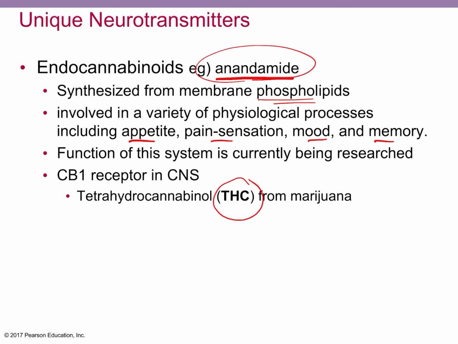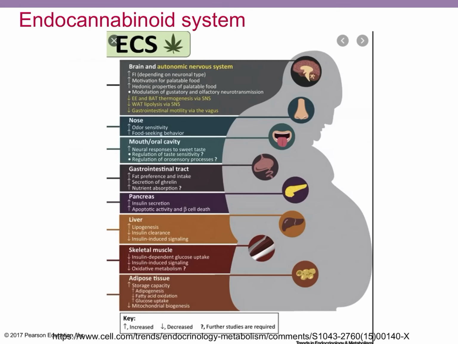So anandamide is a naturally produced endocannabinoid. THC is from the marijuana plant, right? But they're similar. So that's why THC binds to this endocannabinoid system that we have, and it gives you the physiological effects that THC has. So people are looking at what the exact function of the endocannabinoid system is in the body. And there's a lot of research out here.